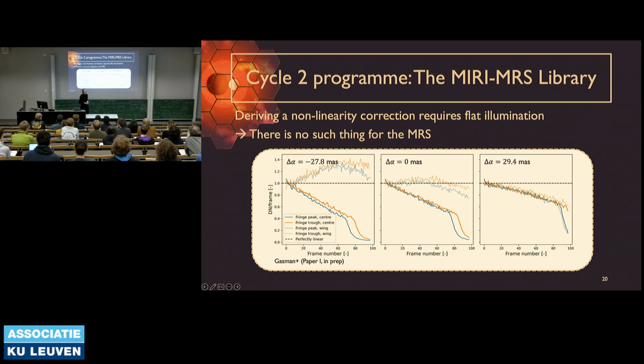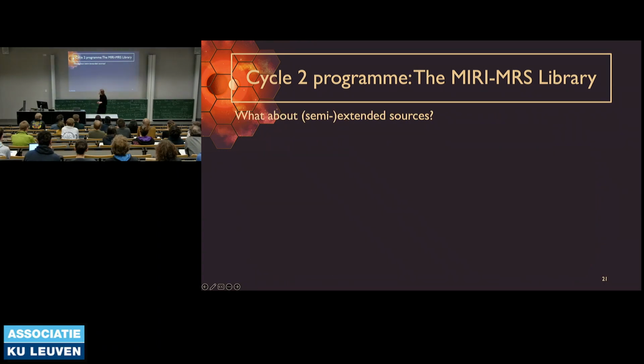What about semi-extended sources, though? Because we've only talked about unresolved sources, and it is an IFU, so presumably some of these sources will be more extended, and we do see this. The problem with these is that extended sources are much more complex. It's not always repeatable, right? So you can't just put a reference source on there and expect the same thing. So fringes for a point source seem to be predictable from the ground. So this is ground data.